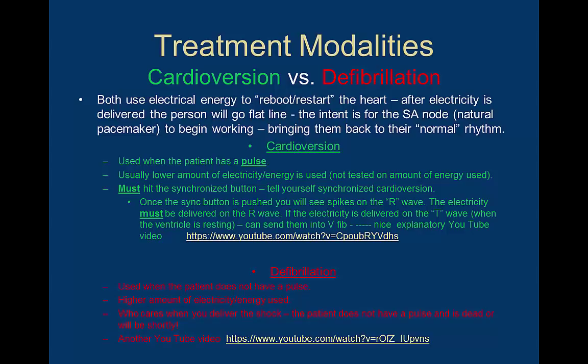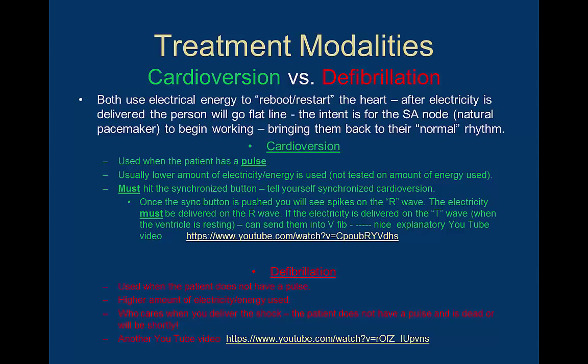When do we use cardioversion? Well, you can say that you use cardioversion when the patient has a pulse. And cardioversion usually uses lower energy. You're not tested on this, but you're going to be a nurse in just a few months, so you need to realize that lower energy will be used when a patient is cardioverted. To do cardioversion, always think synchronized cardioversion, because you have to hit the sync button when you deploy the electricity.